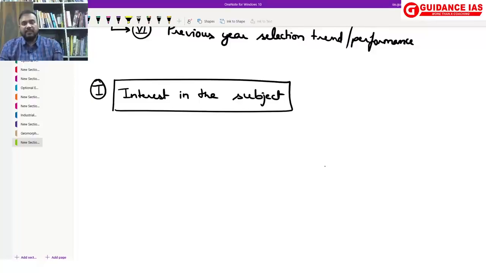What actually happened is, as I read, I understood well. And as this understanding improved, my interest in the subject kept on growing. In fact, if you ask me really, it reached a point where it also became a barrier for me in the selection in UPSC.